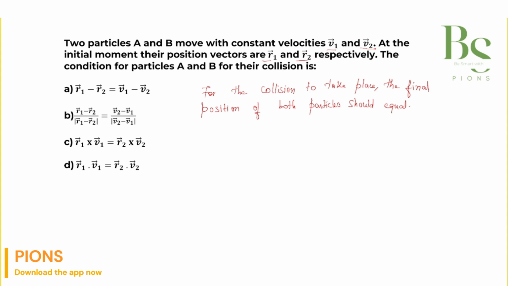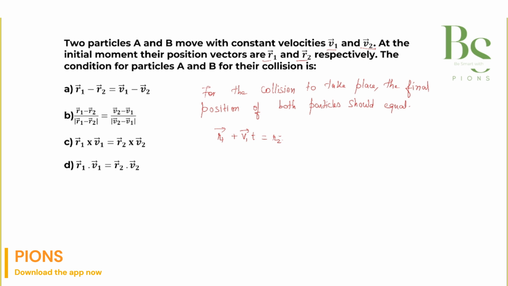So, the first particle is initially at the r1 position, moving with velocity v1. Let's say they hit each other at some time t. How much distance will the first particle cover in this time t? v1 into t. Speed into time is distance. Let me repeat again. Initially, the particle was at r1. At any time t, the first particle is going and hitting the second particle. How much distance has it travelled in that time? v1 into t. And in the same time, how much has the second particle travelled?